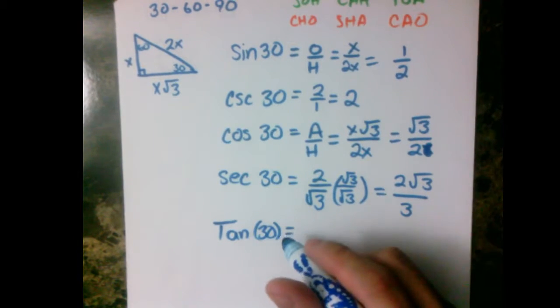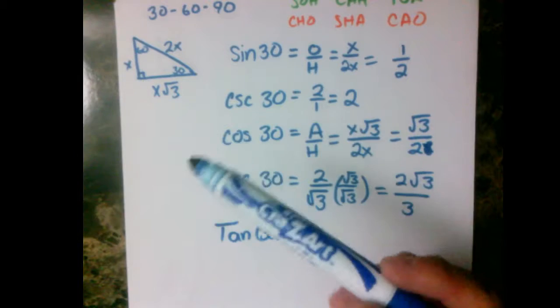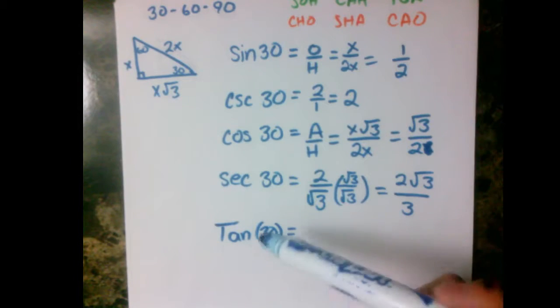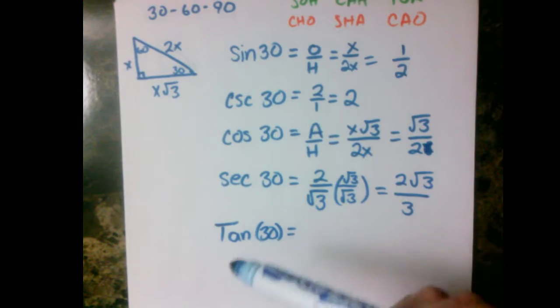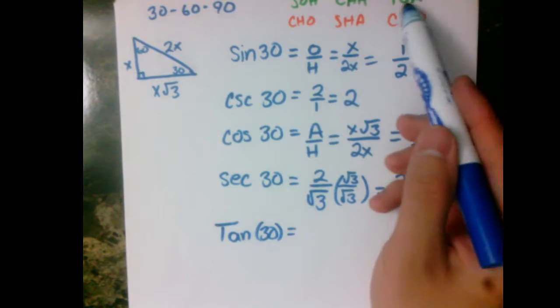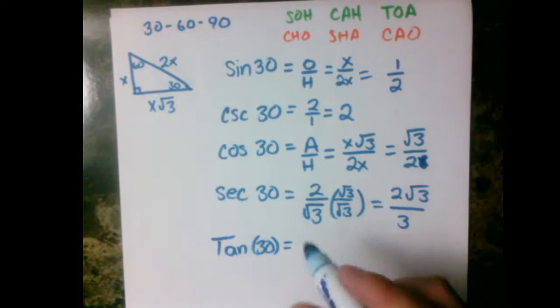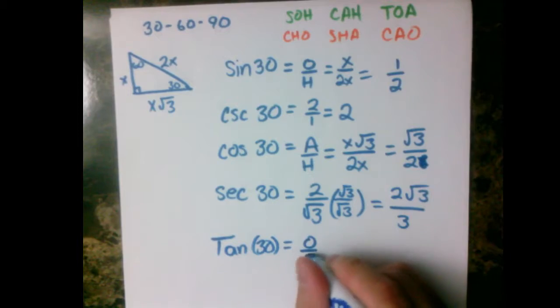So the tangent of 30, somebody asked me about that. Anyway, the tangent of 30, remember, is your TOA, so your opposite over your adjacent.